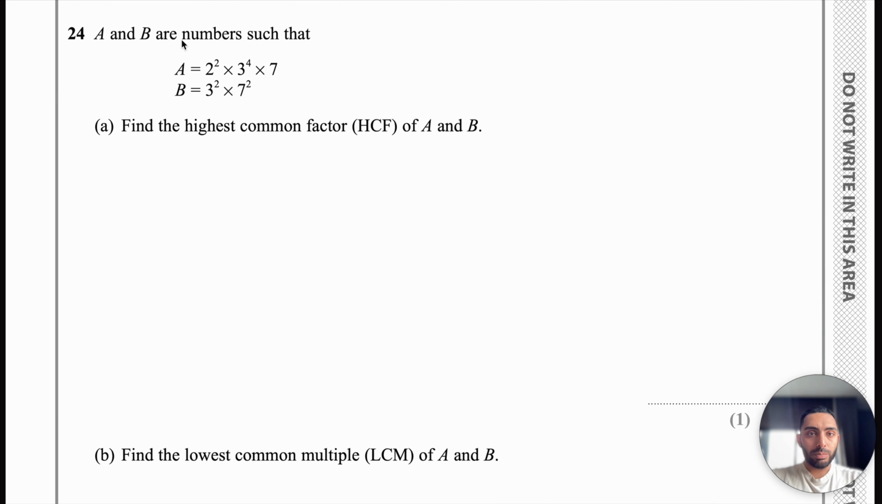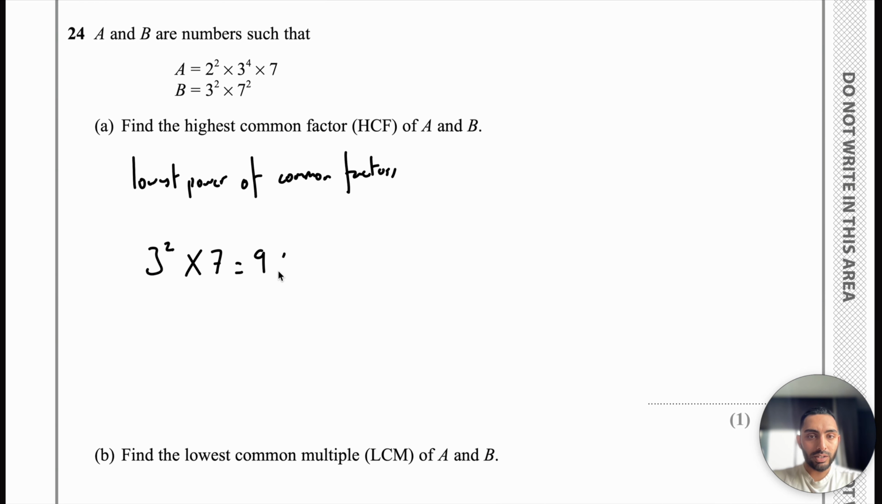Question 24. A and B are numbers such that A is equal to this and B is equal to this. Find the highest common factor, the HCF of A and B. Easy way to do this is you just find the lowest power of the common factors. So what are the common factors? 2 isn't common, 3 is common, but what's the lowest power of that? That would be this 3 squared. So I'm going to write 3 squared first. Then I'm going to look at this 7. There's 7 that's common, and the lowest power of that is this 7 to a power of invisible 1. So it's 3 squared times by 7. 3 squared is 9, and 9 times by 7 would be 63.